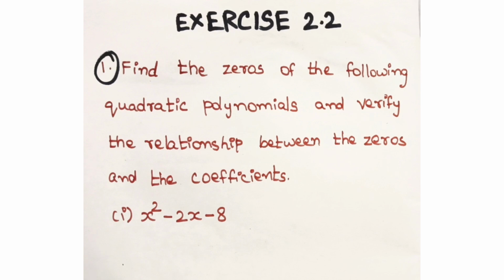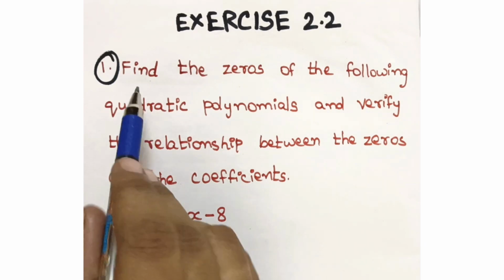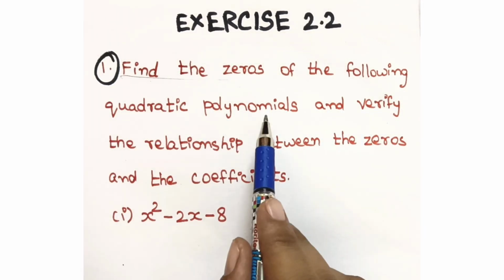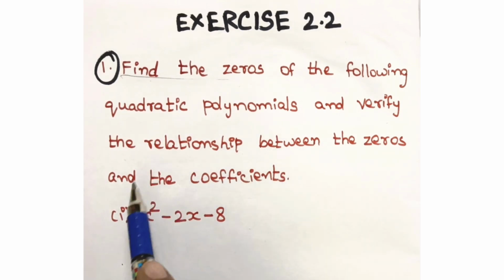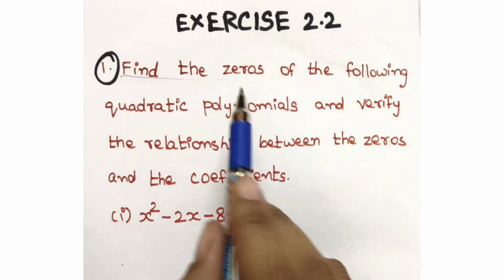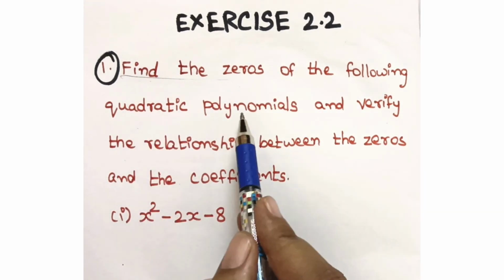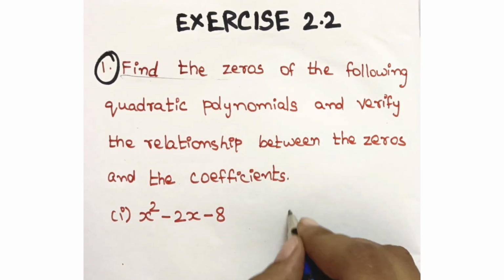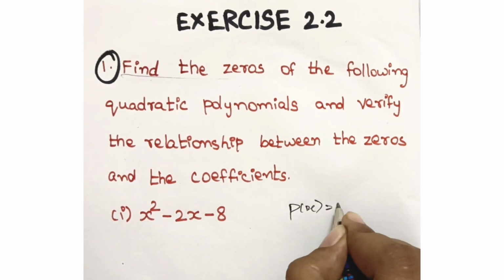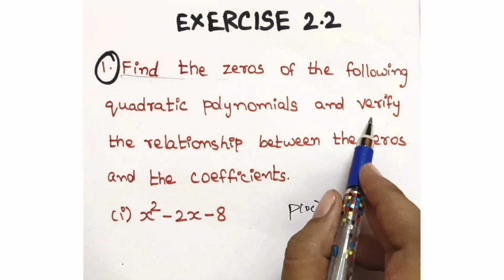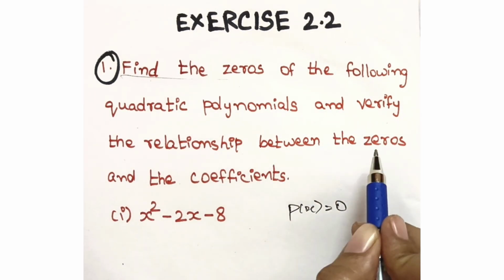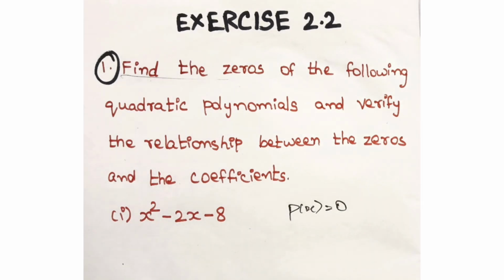First of all, read the question once or twice to understand what is given and what they ask in the question. Find the zeros of the following quadratic polynomials and verify the relationship between the zeros and the coefficients. We know how to find the zeros of quadratic polynomials. First, equate the polynomial p of x to 0, then factorize the polynomial to find zeros and verify the relationship between the zeros and the coefficients.